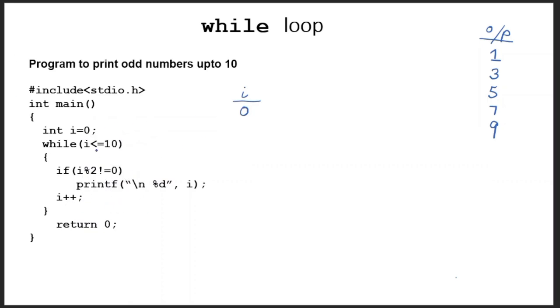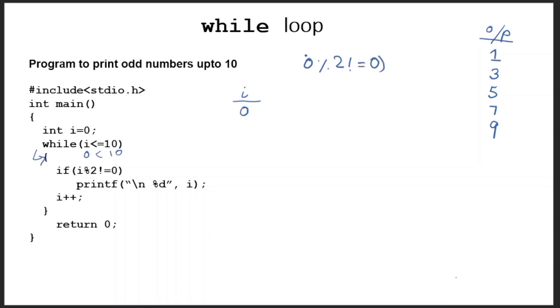So i is assigned 0, and in the test expression we check whether the condition is true or false. Is 0 less than 10? Yes, the condition is true. So we enter the body of the while loop. The first statement is if i modulo 2 not equal to 0. So what does that mean? 0 modulo 2 not equal to 0.